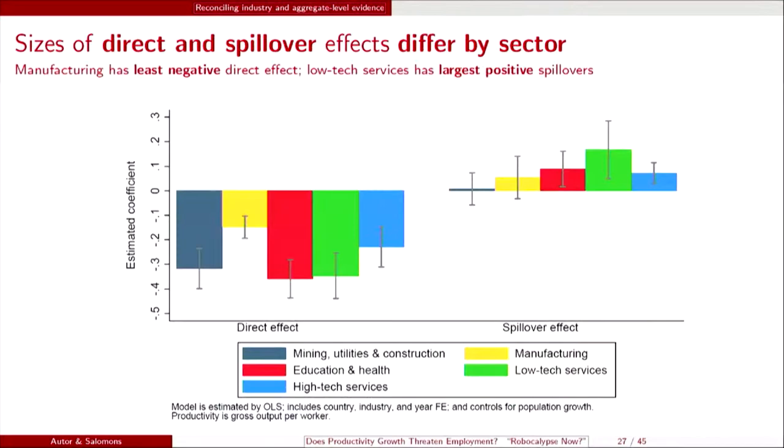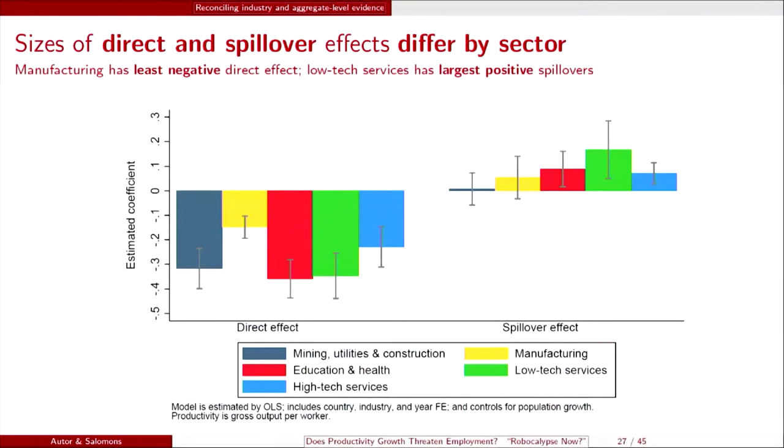What we find is there really is important heterogeneity, both in the direct effects, the employment reducing effects, and the spillover effects. Interestingly, the smallest direct effects are in manufacturing, suggesting that demand is relatively elastic for manufactured goods. Prices fall, and you buy an even larger television set. The demand is quite elastic, actually, in many services. Maybe people have finite demand for healthcare, although the evidence from the US is that they don't.